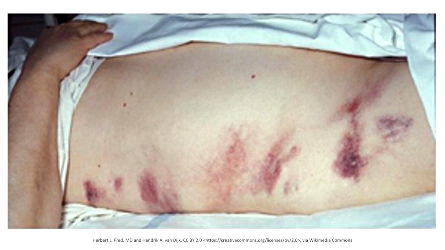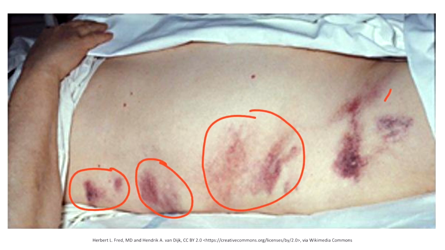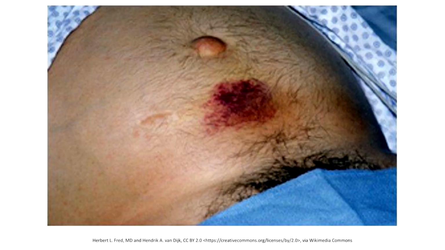Here's an image showing Gray-Turner's sign in pancreatitis. This patient has several areas of discoloration on the flank, which represent areas of hemorrhage collecting in the retroperitoneal space. And here's an image of Cullen's sign. Again, notice that this is on the anterior aspect of the abdominal wall.